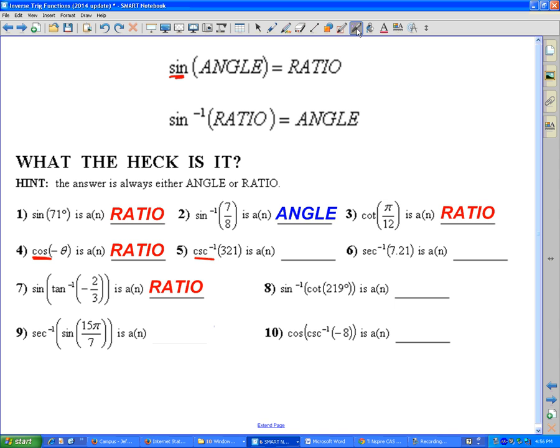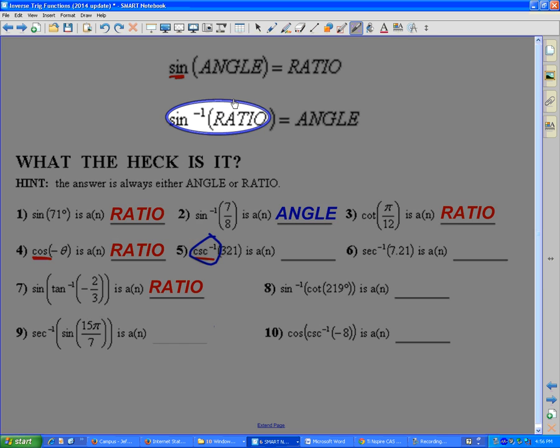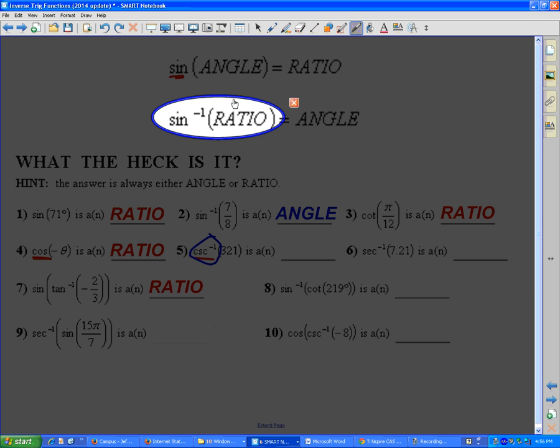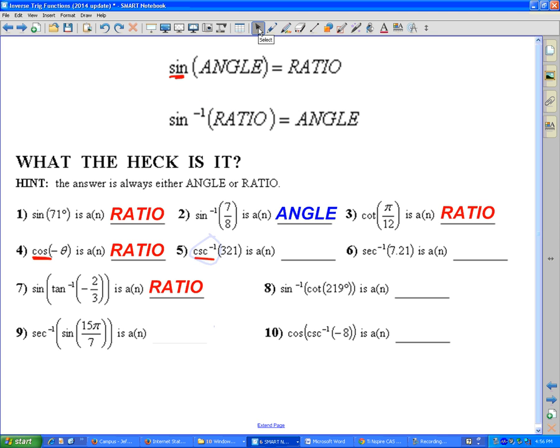It can't be an angle, because inverse cosecant is an inverse trig function, and the only thing you're allowed to put into an inverse trig function of any kind is a ratio. And so if you would have said right from the get-go that the answer must be an angle, you would have been right. Same thing with number 6 here. This is an inverse trig function, and that means that it will turn a ratio, which 7.21 is, 7 and 21/100ths, into an angle.